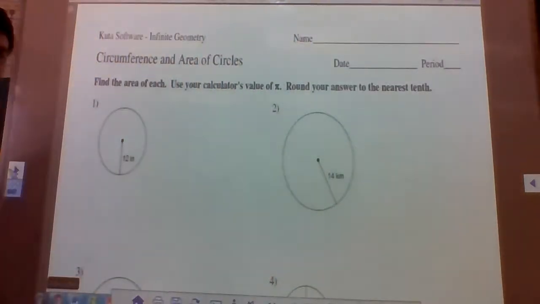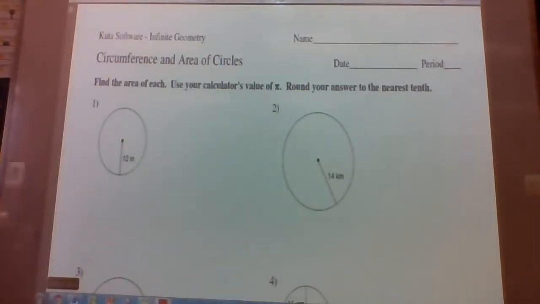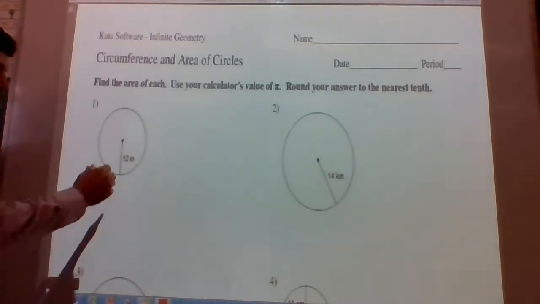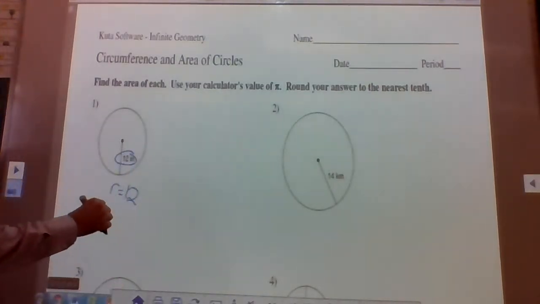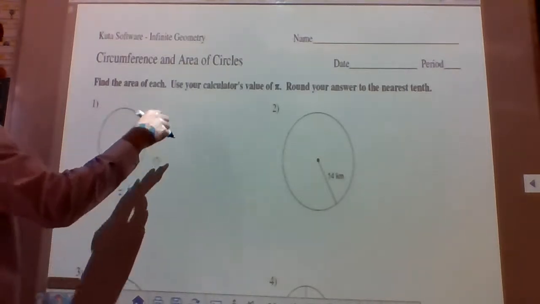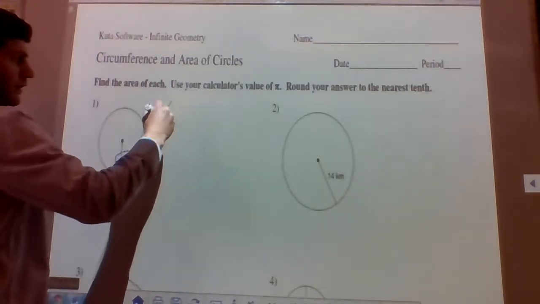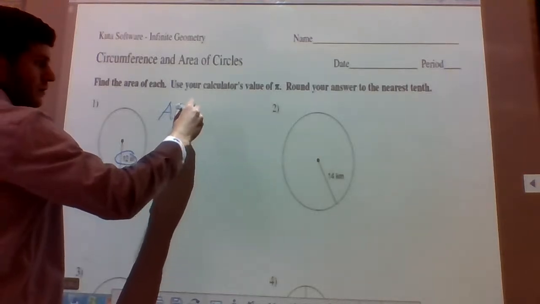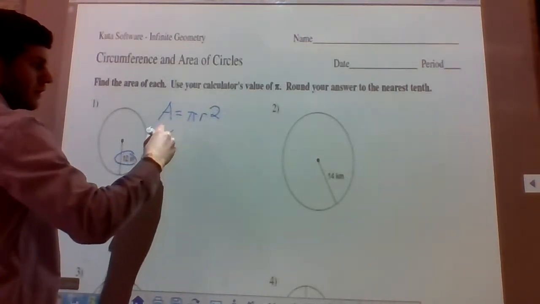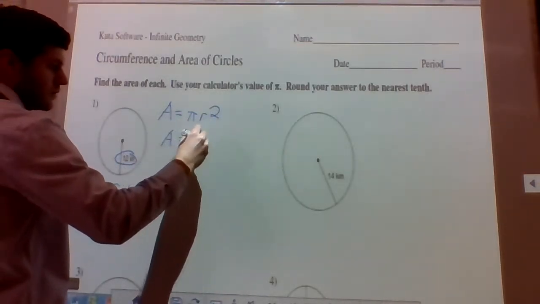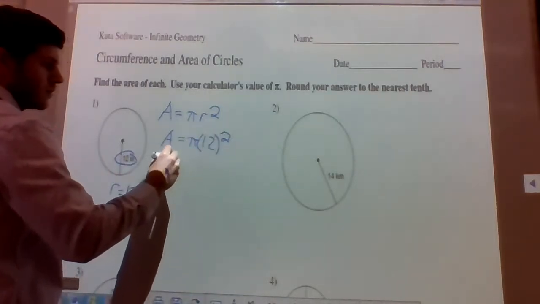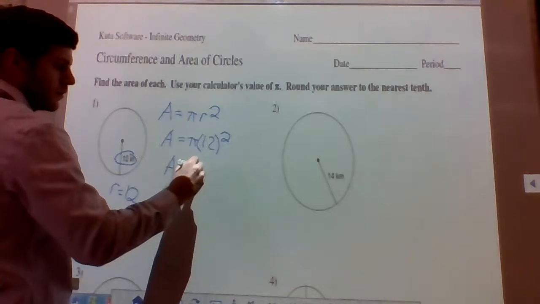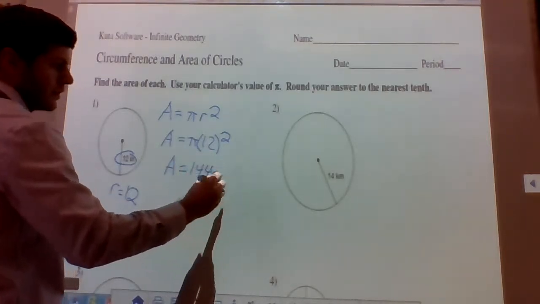Okay, this is the circumference and area of circles worksheet. The first one, the radius we notice is 12, so r equals 12. We can use that to find the area of a circle. The area of the circle is pi r squared, so area is going to be pi times 12 squared. 12 squared is 144, so we get 144 times pi.